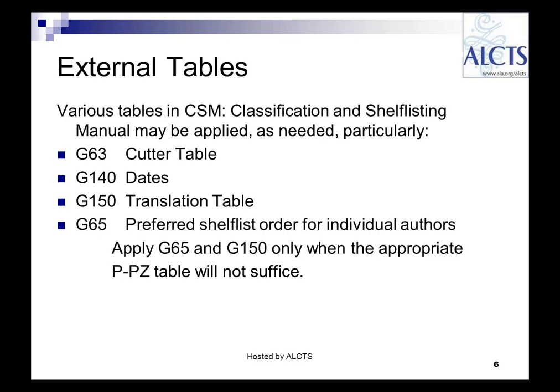Let's look at some of what I will call the external tables. Various tables in CSM, the LC Classification and Shelf Listing Manual, may be applied as needed. And in literature, you may particularly be using section G63, which is the cutter table, G140, which gives guidance on adding dates to call numbers, G150, translation table, and G65, preferred shelf list order for individual authors. Note that G65 refers to all kinds of authors, not just literary authors, and you should apply it and also the translation table only when the appropriate table in P to PZ will not suffice.